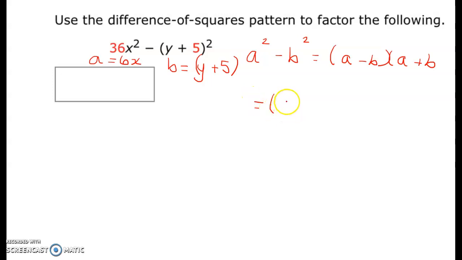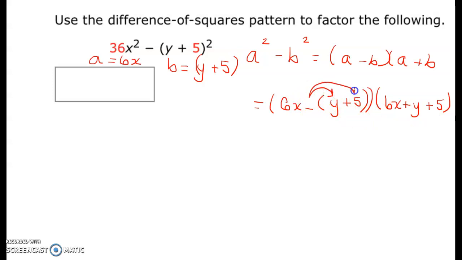Now this is the one we've got to be careful about. A is 6x. When we subtract b, we have to subtract all of b, not just the y, but the 5 as well. And then our a plus b would be 6x plus our y plus 5. So when you subtract the y plus 5, it's like you're distributing a -1 to each of those terms in the binomial y plus 5.